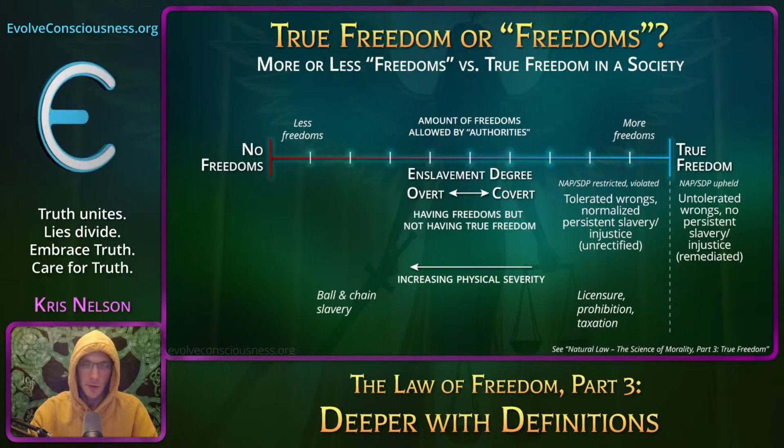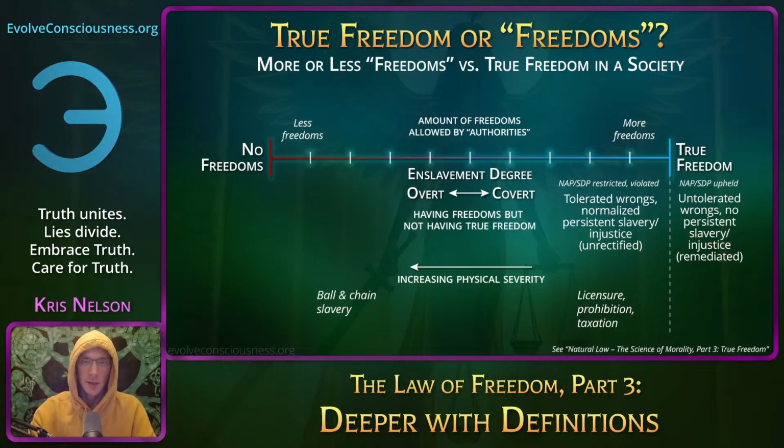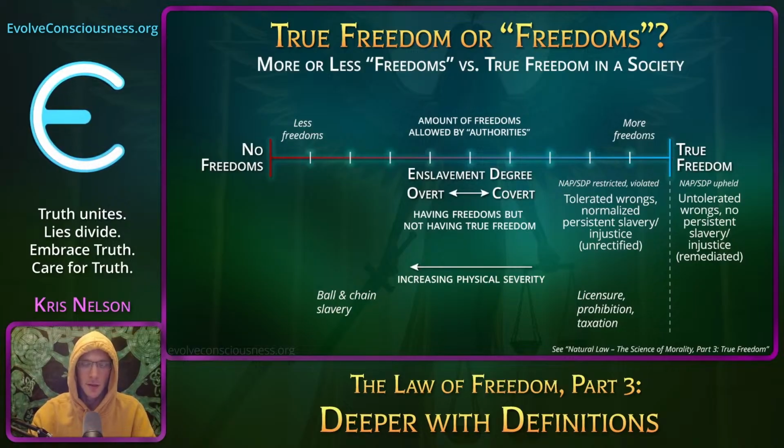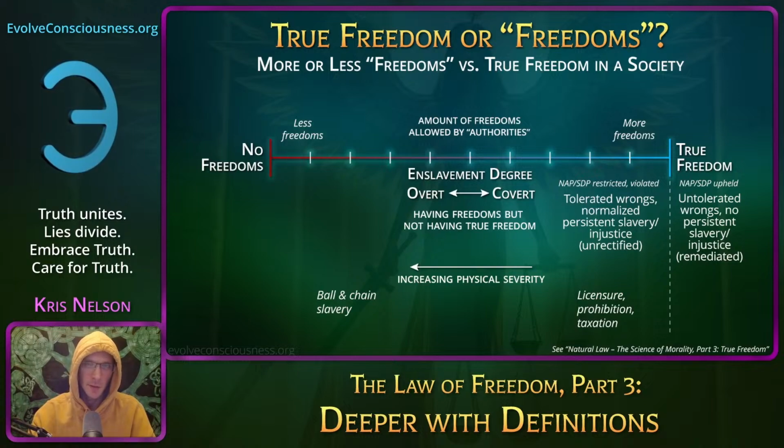And it gets worse, right? From that point, you could go to increasing the physical severity. So going from more covert of licensure, prohibition, taxation, to the more overt forms of the loss of freedoms, which is the increase of slavery, and that's going to ball and chain slavery, the chattel slavery. It's in your face, and what most people only view as slavery. And if it's not that type of slavery, then they don't consider it slavery.